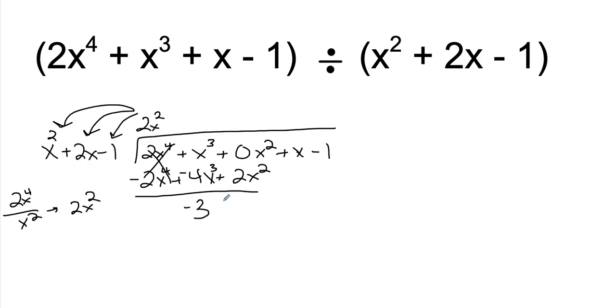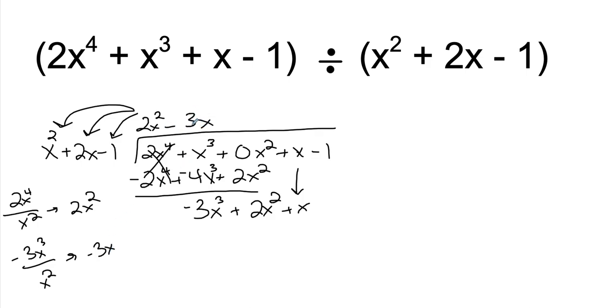We got negative 3x to the third plus 2x squared and plus x. We got to bring that x down there and do it again. So negative 3x to the third over x squared gets me a negative 3x. Okay, so negative 3x there, drag it through. Negative 3x to the third minus 6x squared plus 3x.